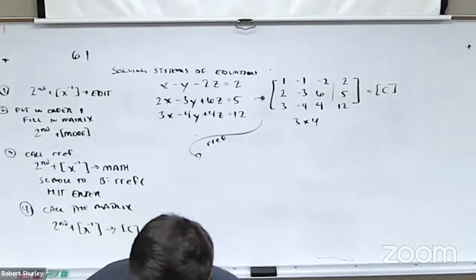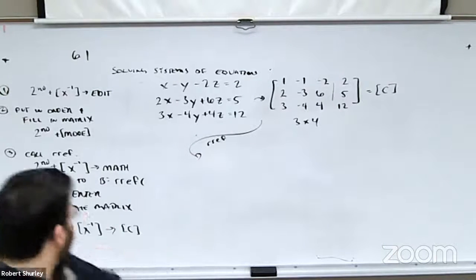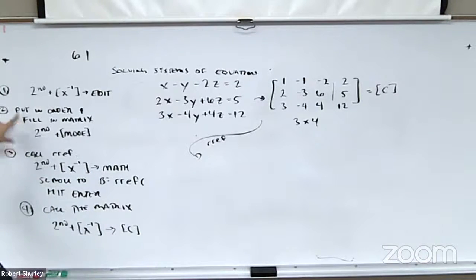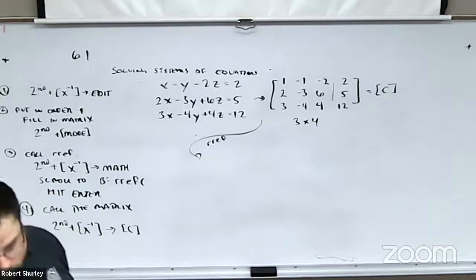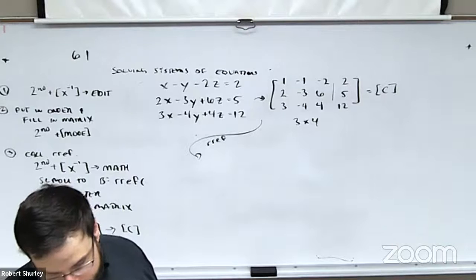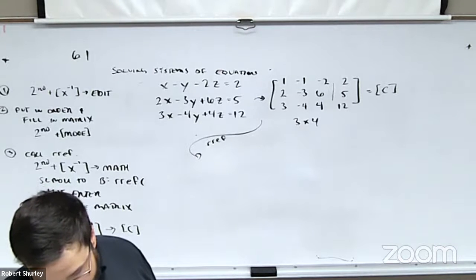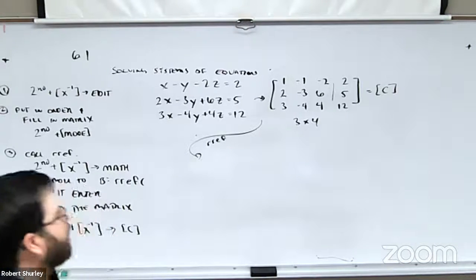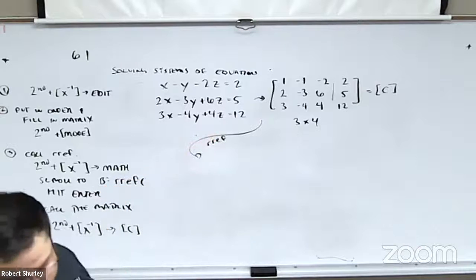So when we do this, hit second quit, right? That's the second step. Put in order, second edit. We did this part. Here's second quit to get out. And now we've got to call the reduced row echelon form. So second matrix, math, reduced row echelon form. And remember, I called mine C, so I'm going to bring up C.